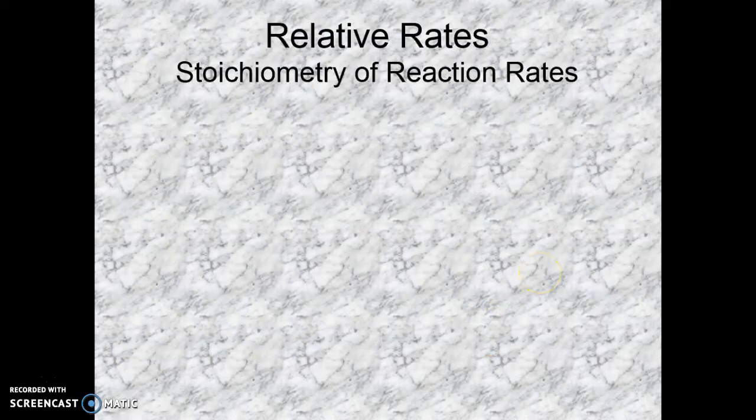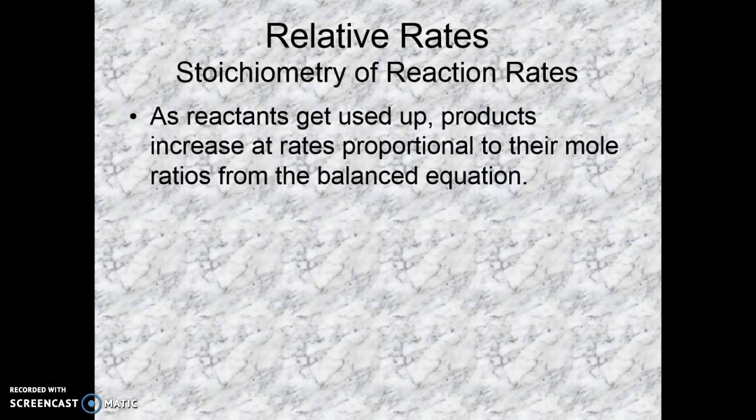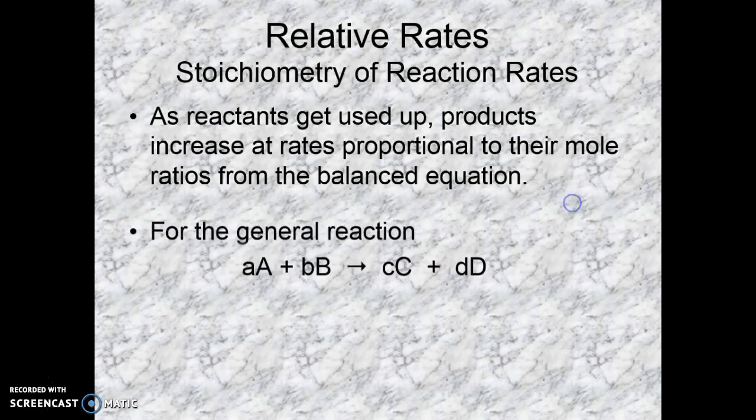So taking a look at the relative rates, it requires us to look at stoichiometry. Relative rates means one chemical in the reaction compared to another chemical. So as reactants are getting used up, products are increasing in their rate, and all of this is happening proportional to the mole ratios from the balanced equation. So the rates are relative to their mole ratios.